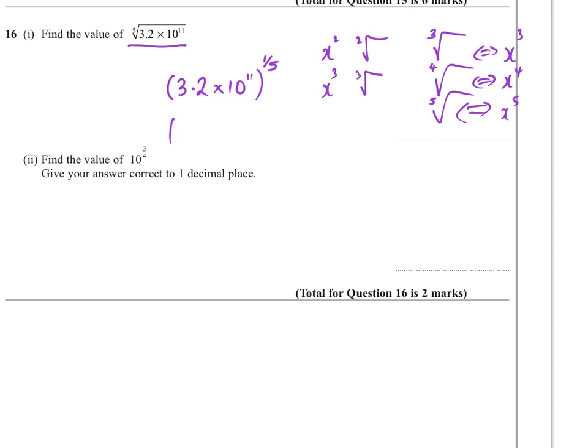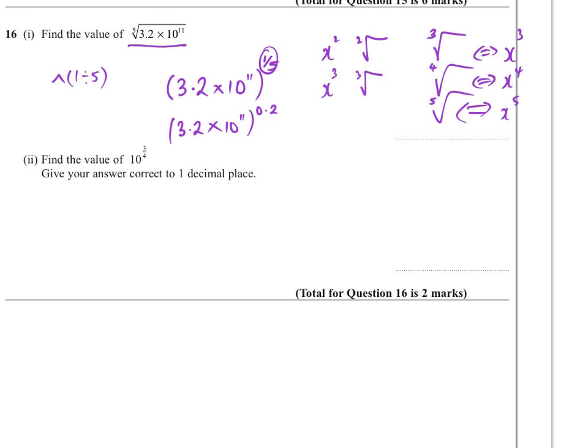So to do this on the calculator, I would type in 3.2 times 10 to the power 11, and then do to the power 0.2. If you do 1/5, then you must put a bracket, 1 divide by 5, and then close the bracket with the power button, depending on your calculator. So I'm going to do that now.